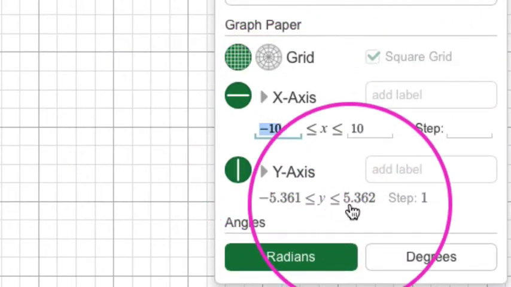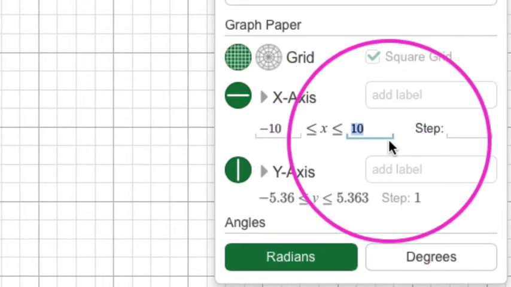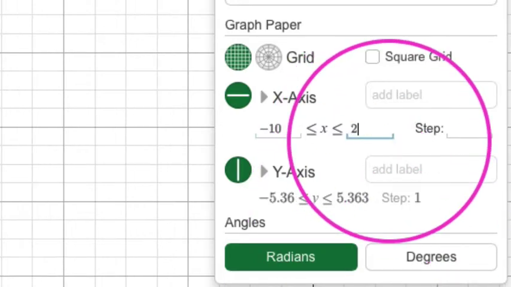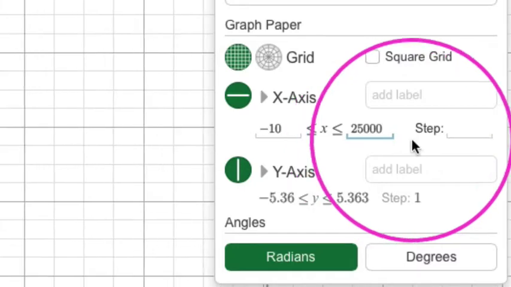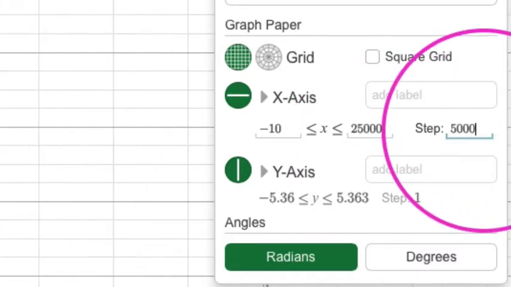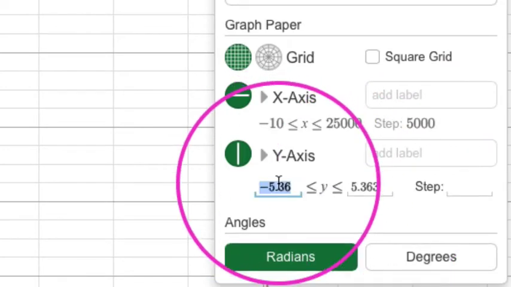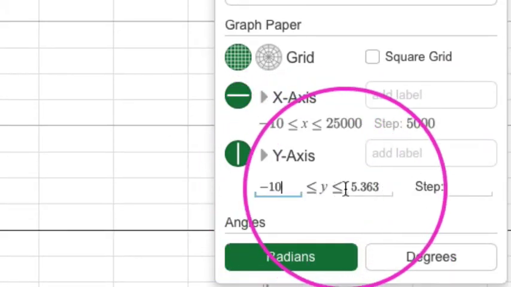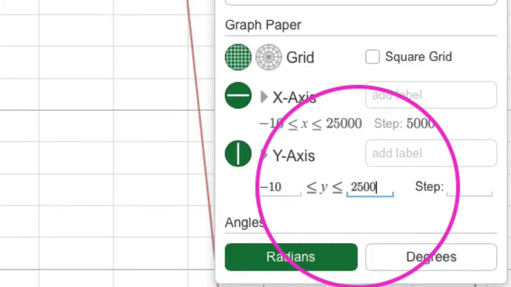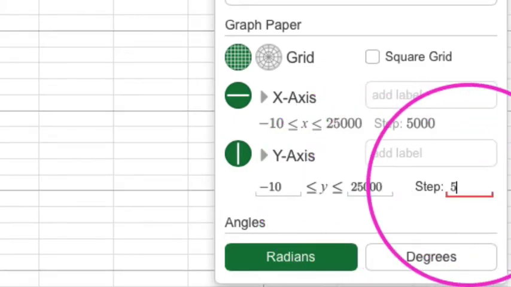So we're going to have to go from, let's say, negative 10 on our x out to at least 25,000. We'll go up to 25 exactly, 25,000, and we'll go by steps of like 5,000. And then on the y-axis, we'll do the same thing. The y-axis would go from negative 10 out to 25,000, and we'll go by 5,000s as well.